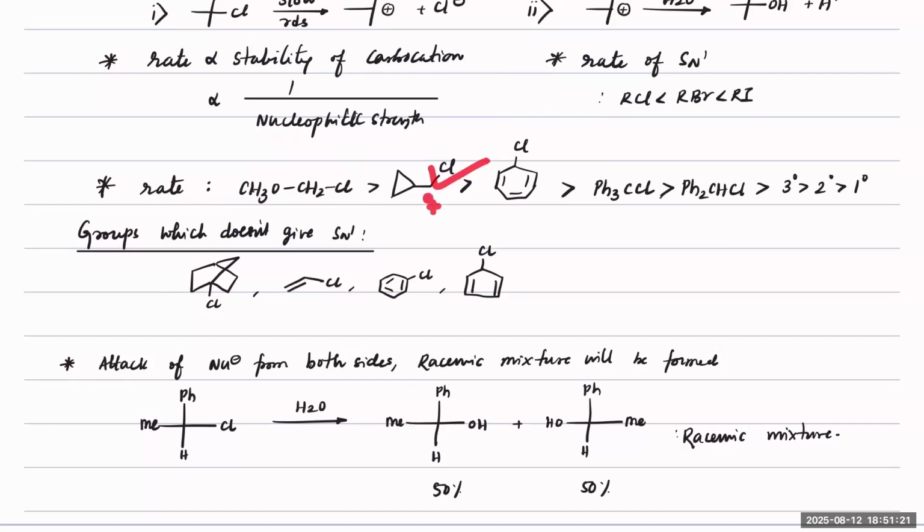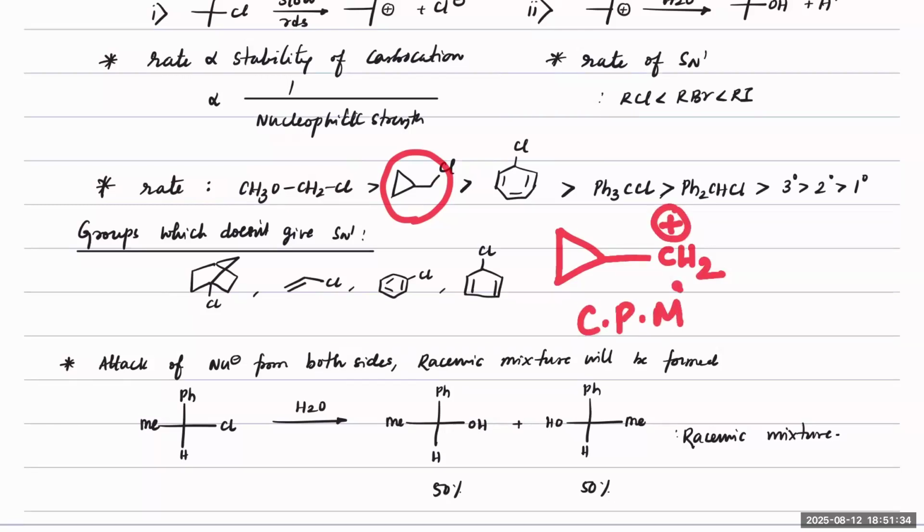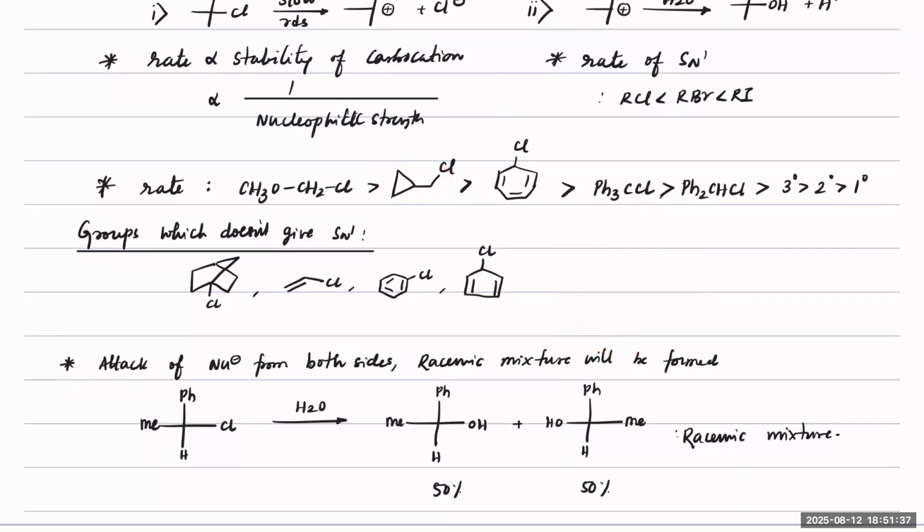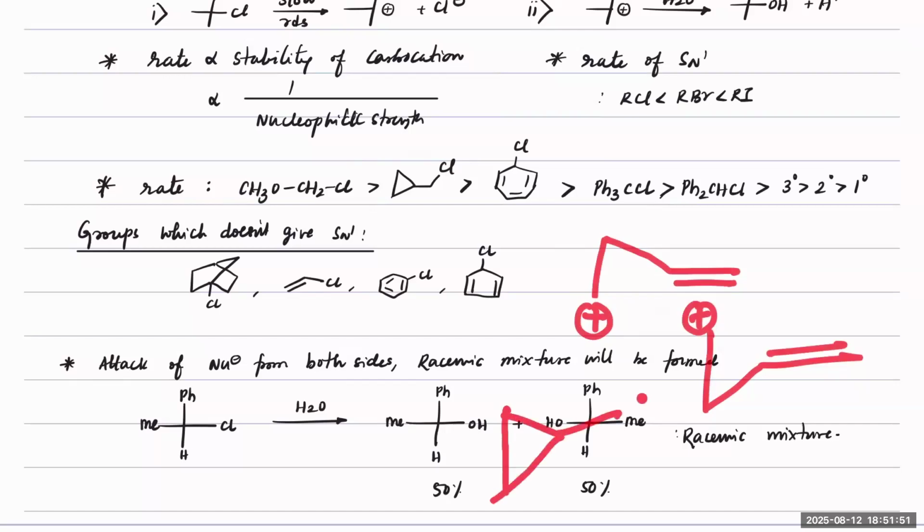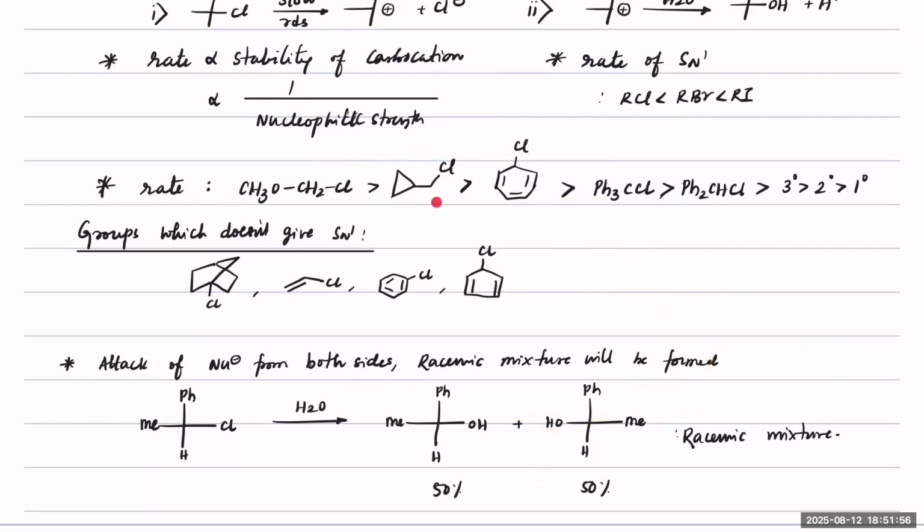Next, remove this chlorine, you will get a carbocation here. So this will become a CPM carbocation, that means this is how it is with CH2 plus. This is called the cyclopropyl methyl carbocation. CPM carbocations are also excellent carbocations because of their resonance, which is sigma based. This is how the resonating structures are formed for it. These are called sigma resonating structures. These three are the resonating structures. Therefore, this is also a very good case for carbocation formation.